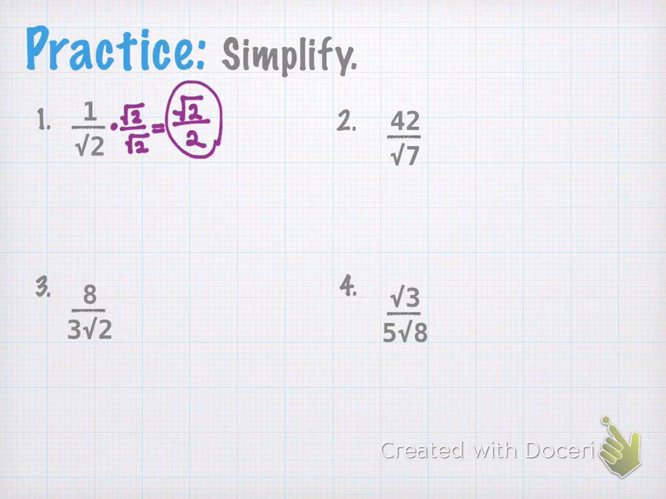Welcome back. Square root of 2 over the square root of 2 is what you're going to multiply by, and you get the square root of 2 over 2. Well done. That wasn't too bad. Let's try number 2, the 42 over the square root of 7. Pause it and let's give it a shot.